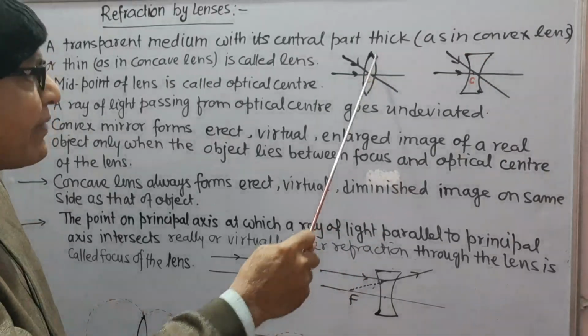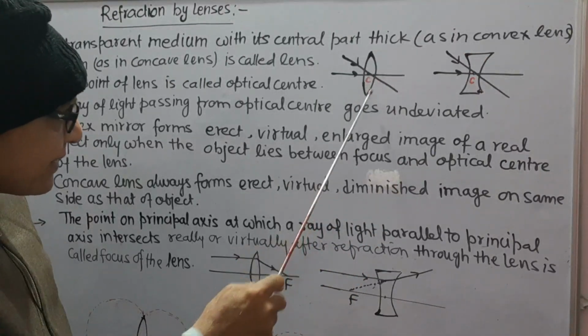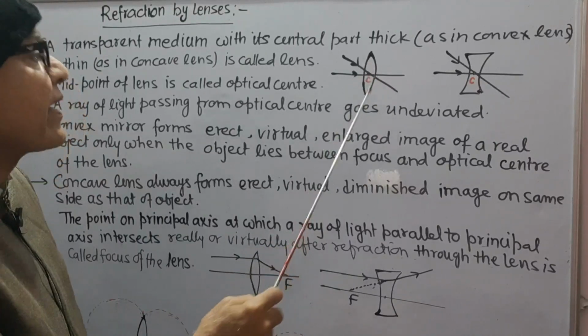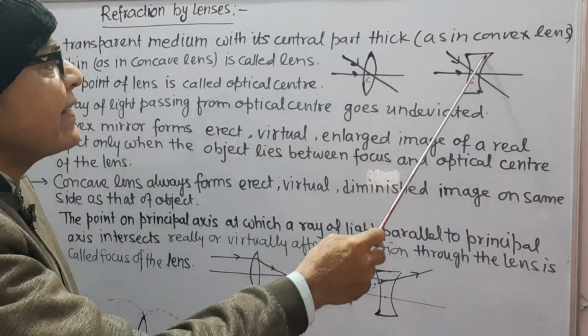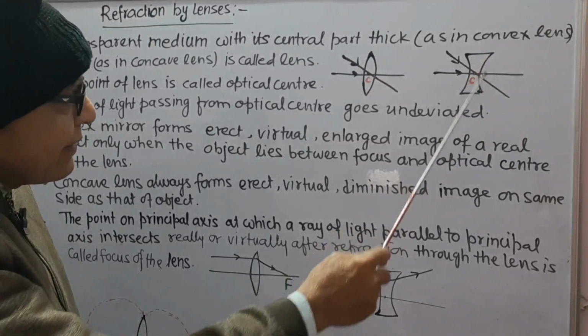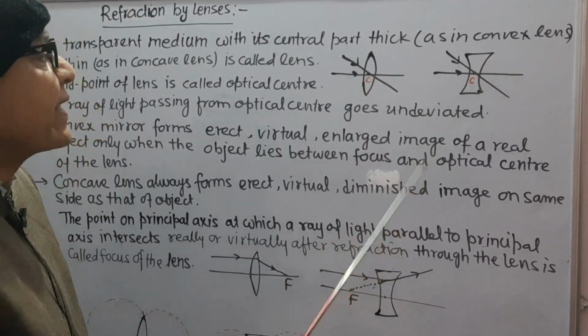If the central part of the lens is thick, then it is called convex lens or converging lens, and if it is thin at the center, then it is called diverging or concave lens.